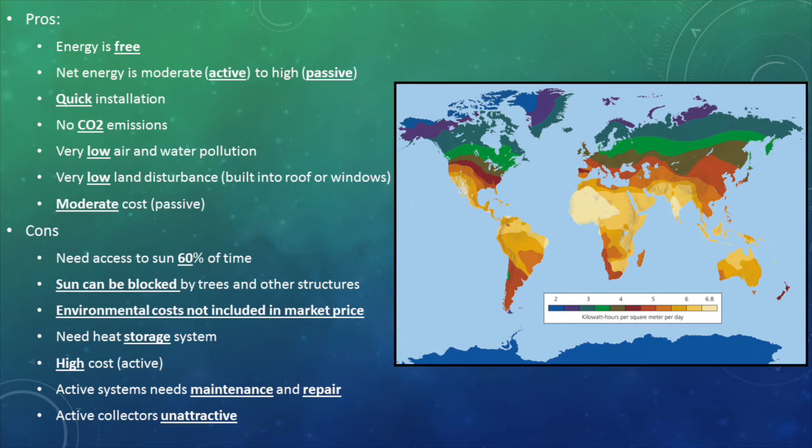Now, the downsides: you need to have access to the sun 60% of the time in order for it to be an effective source of electricity. The sun can be blocked by trees and other structures, which is going to make it a little less reliable. Environmental costs are not included in the market price. You're going to see this as a trend throughout all of our energy sources, whether it's renewable or not. It needs a heat storage system, which is going to be one of the major downfalls here. It can be very expensive if you're looking at an active setup, and active setups need more maintenance and repair, and they tend to be a little more unattractive.